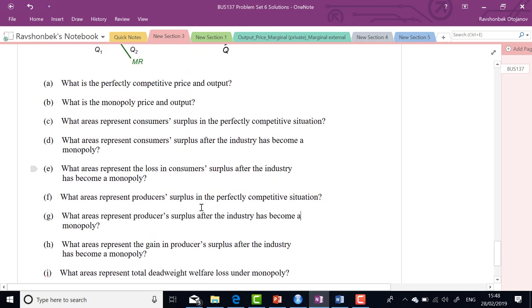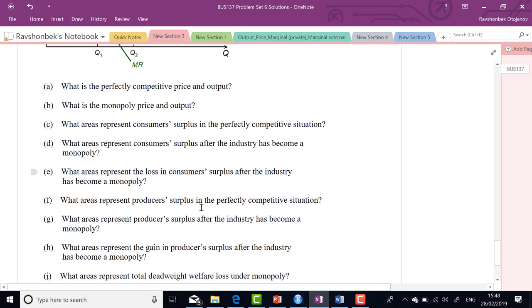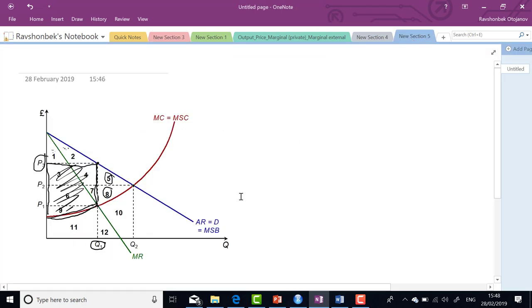Now, what areas represent the gain in producer surplus after the industry has become a monopoly? So, what areas are gains in this case? Look at this highlighted area and then what it was before on the competitive conditions, the situation, and then tell me what the gain is here.